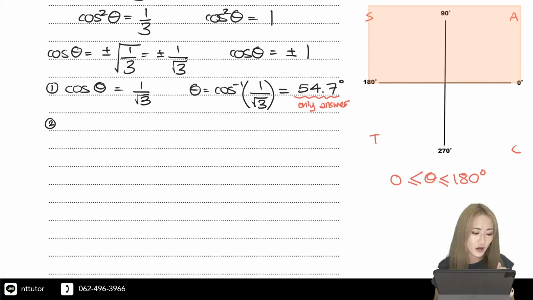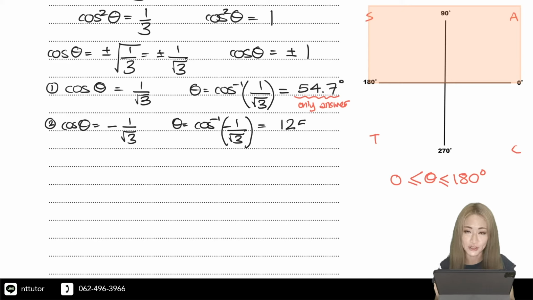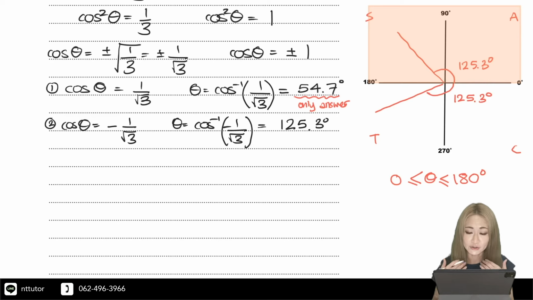We can do the same for cos theta equals minus 1 over root 3. So theta is equal to inverse cos of minus 1 over root 3, which corresponds to 125.3 degrees. So that angle is over here on the unit circle. And the other angle that will give the same value would be over here, because negative cos. And the other angle is not in the domain. Again, it's bigger than 180 degrees. Therefore, that's your only answer for cos theta equals minus 1 over root 3.